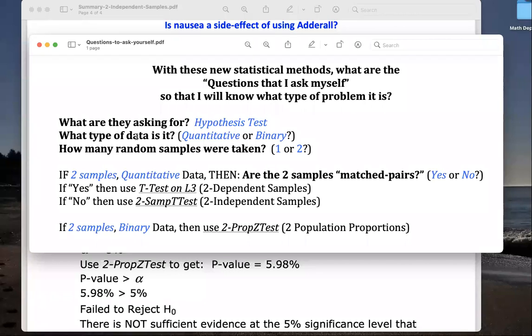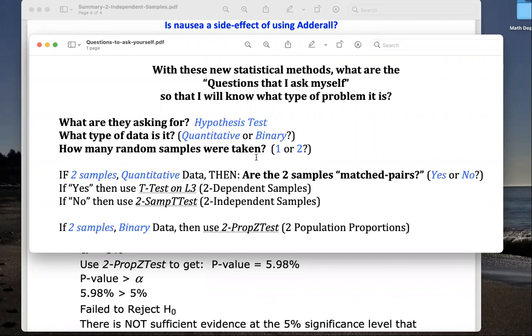Now, your next question, this is kind of new. This is the newer one that's been added, but it's probably the easiest. How many samples do you have? One or two? It's either one or two. So you'll notice what we did today, it was all with two samples.